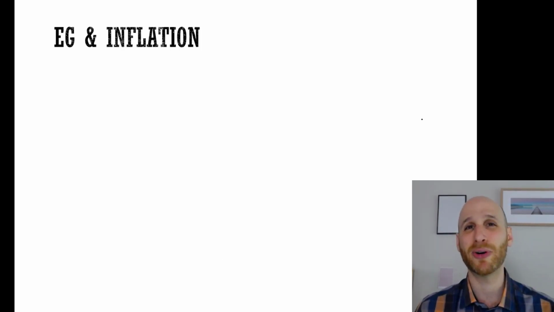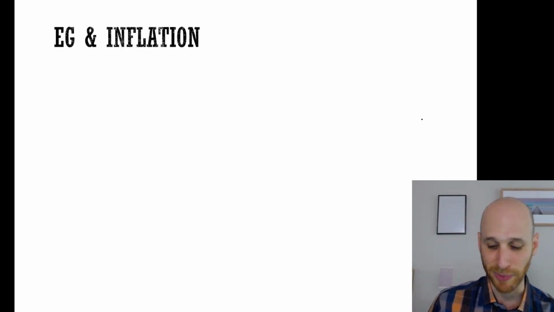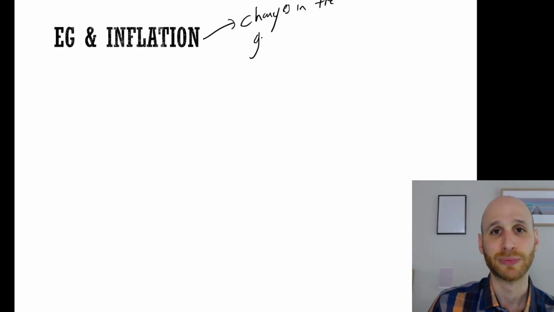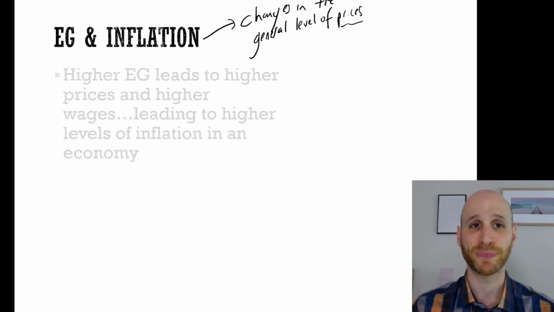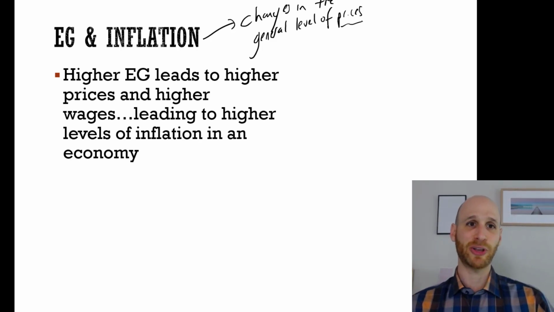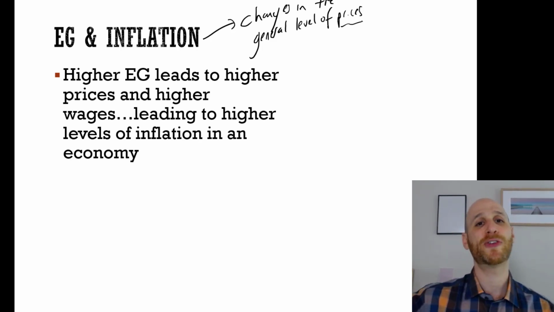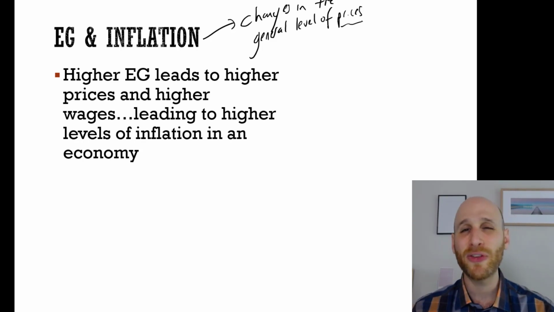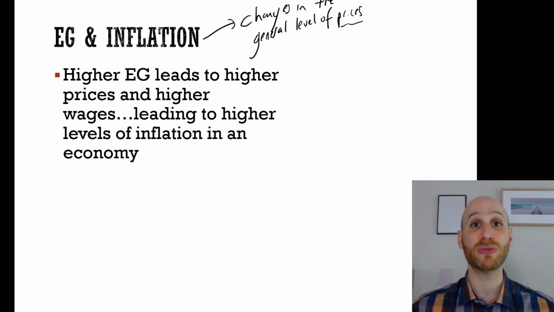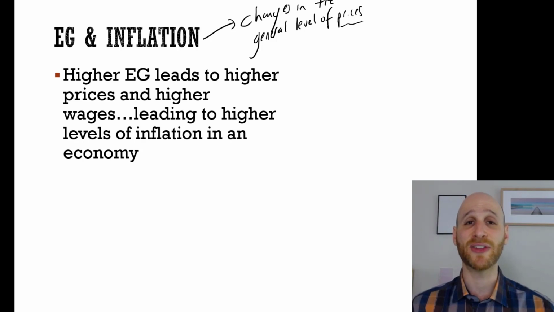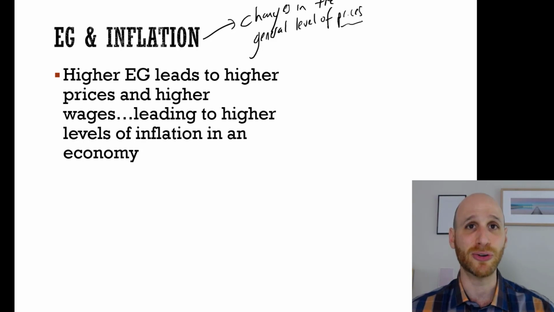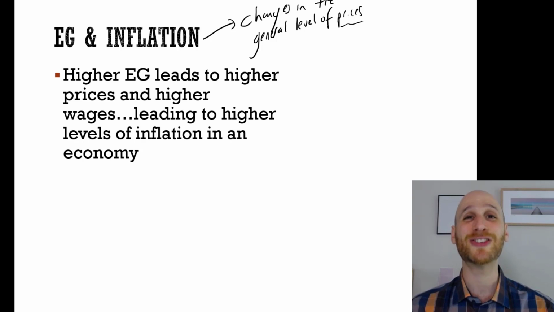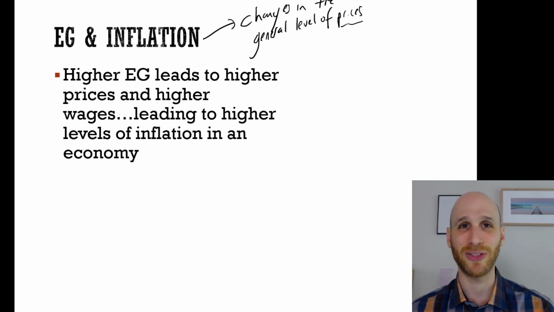Let's look at economic growth and inflation. And by inflation, this is what we mean: the changes in the general level of prices. So higher economic growth leads to higher prices and higher wages. And the sort of part about this is that you've got people with more money that can suddenly go out and buy all of the goods that they couldn't before. Now everyone's trying to get the goods. Prices are going up. Well, that leads to higher inflation in the economy.